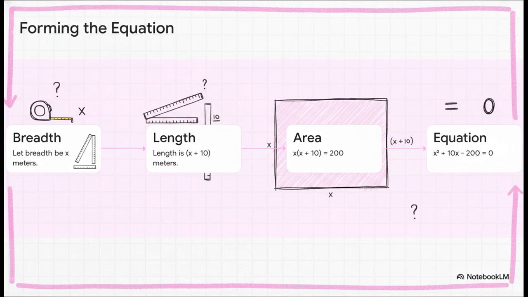Now for the final step, let's open up those brackets. x into x gives us x squared, x into 10 gives us 10x, and if we bring that 200 over to the left side, we get x squared plus 10x minus 200 equals 0. And there you have it. That right there is our very first quadratic equation.